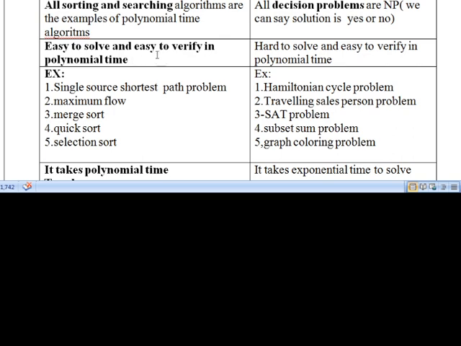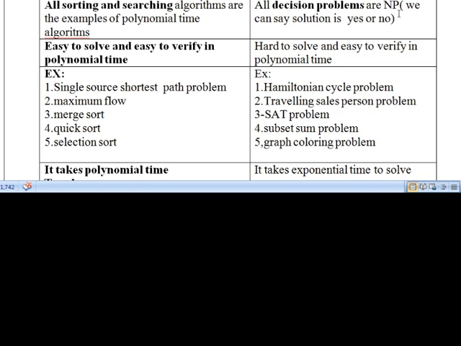Now coming to the examples, all sorting and searching algorithms are examples of polynomial time algorithms. Already we know the searching algorithms: linear search, binary search, hash table, depth first search, breadth first search. All these searching algorithms are solved in polynomial time. That's why all sorting as well as searching algorithms are examples of polynomial time algorithms.